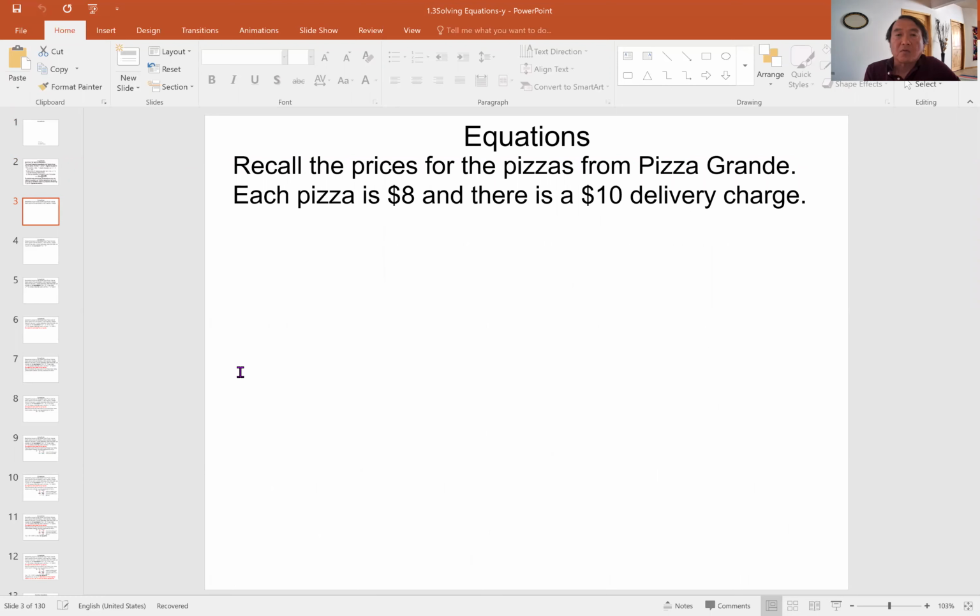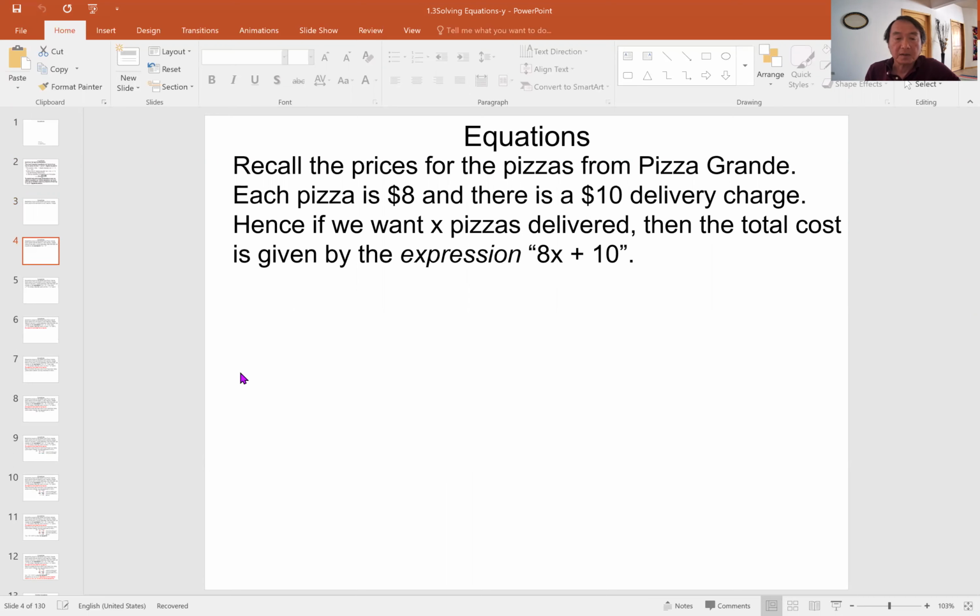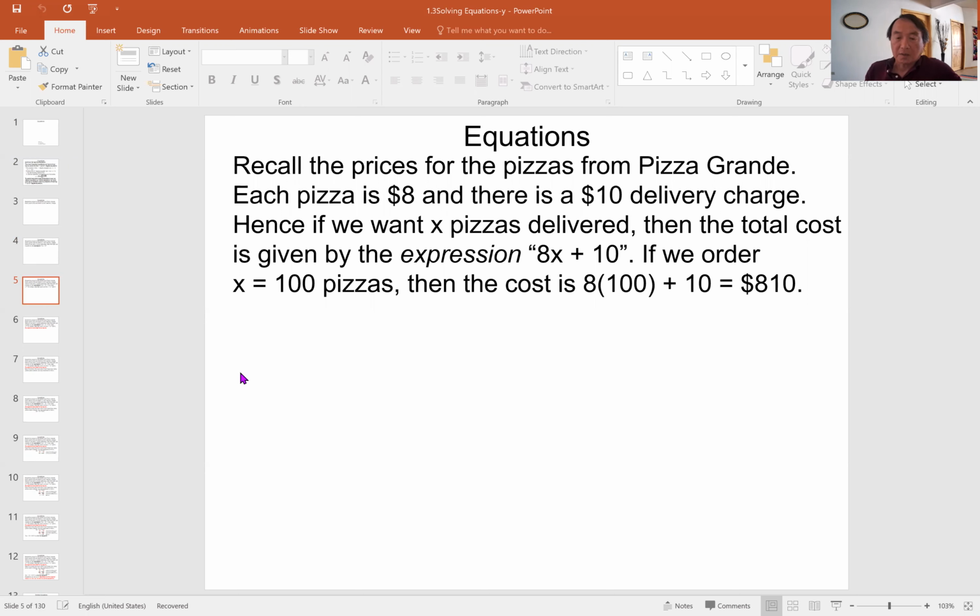We had from last sections what we mean by expressions, and we use these examples to create expressions for calculating how much money we have to pay for ordering X pizzas. $8 pizza, $10 delivery. So we have a way of calculating how much the cost is going to be. This is called expressions. So the cost for 100 pizzas is $810.